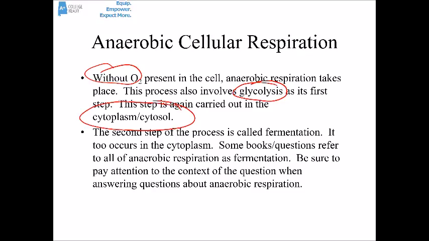The second step of the anaerobic process is called fermentation. It too occurs in the cytoplasm. It's important to note that some books and some questions refer to all of anaerobic respiration as fermentation. So it's really important to pay attention to the context of the question when answering questions about anaerobic respiration.